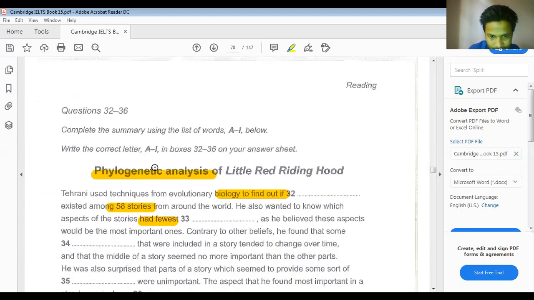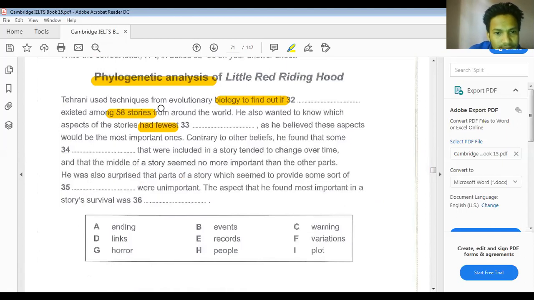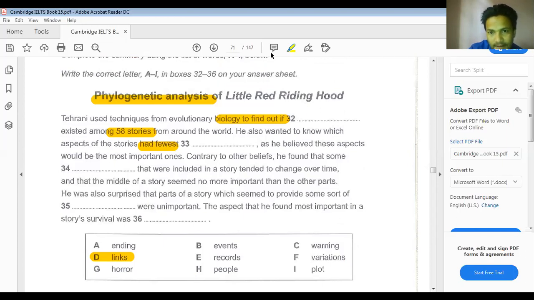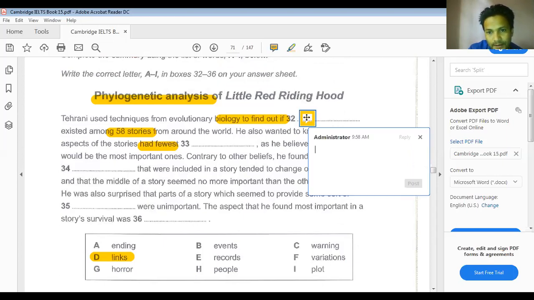Let's see. Terani used techniques from evolutionary biology to find out if a relation existed among 50 stories from around the world. Relation, ending no, events no, relation, indeed related, warning no, links. Yes, the answer related is links. It is paraphrased, related. And the answer for question number 32 is D.